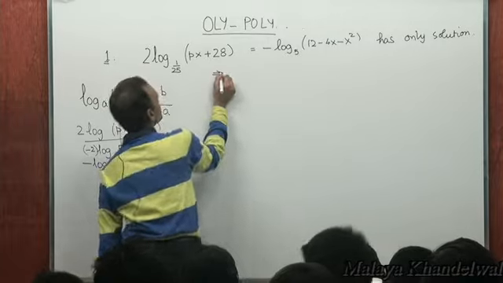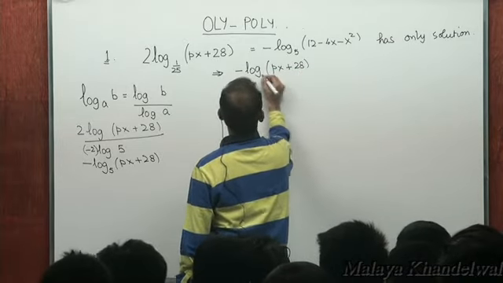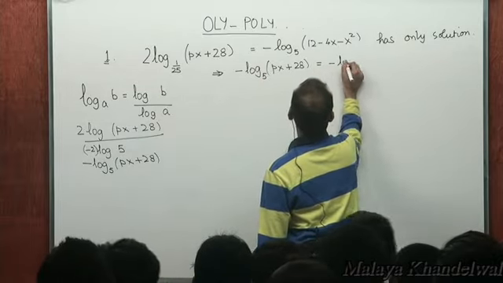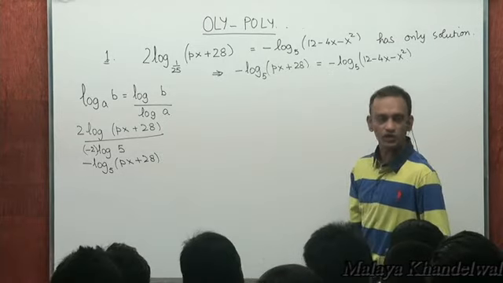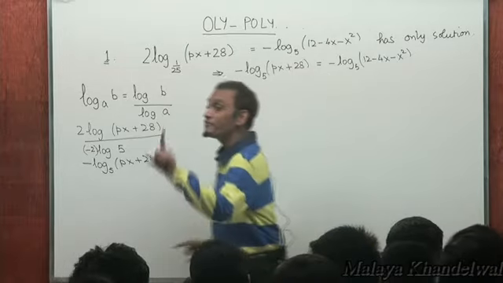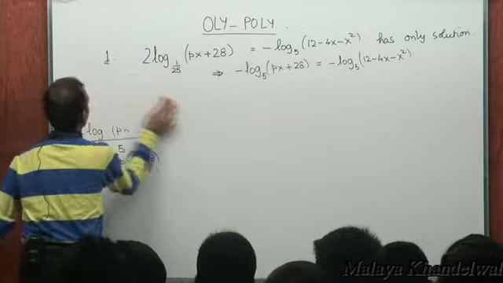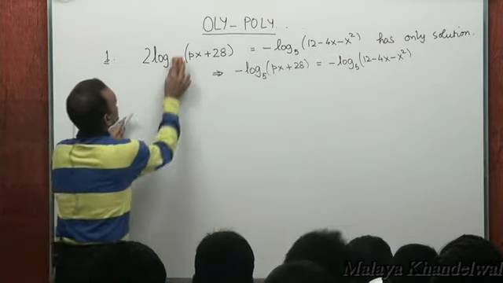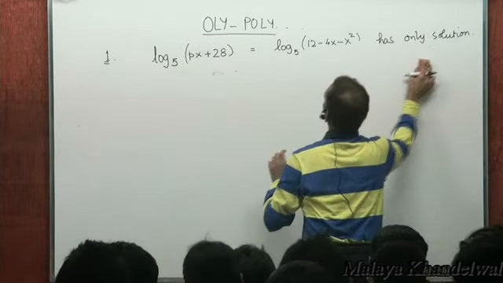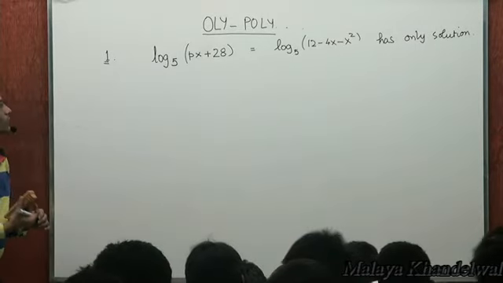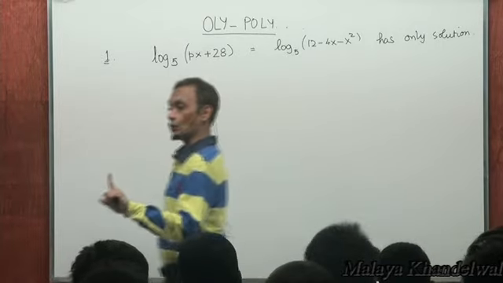So, to algebraically simplify the matter, this is minus log (px plus 28) to the base 5 equals minus log (12 minus 4x minus x squared) to the base 5. That's an equivalent equation, and we want this equation to have one solution. Just to save some space, I'll modify this to match what's given. Log (px plus 28) to the base 5 is log (12 minus 4x minus x squared) to the base 5. We want this equation to have one solution, right?